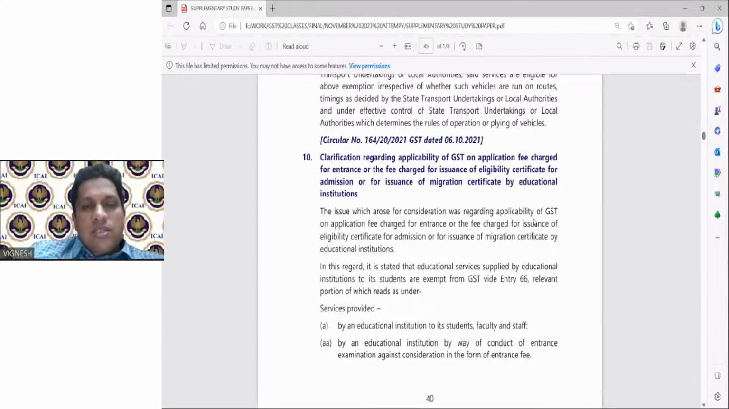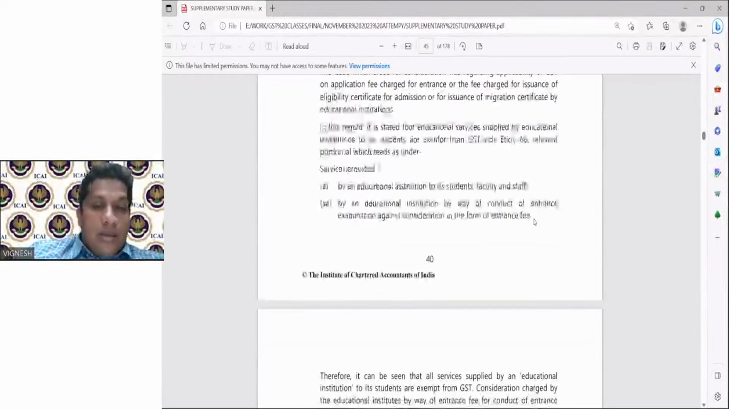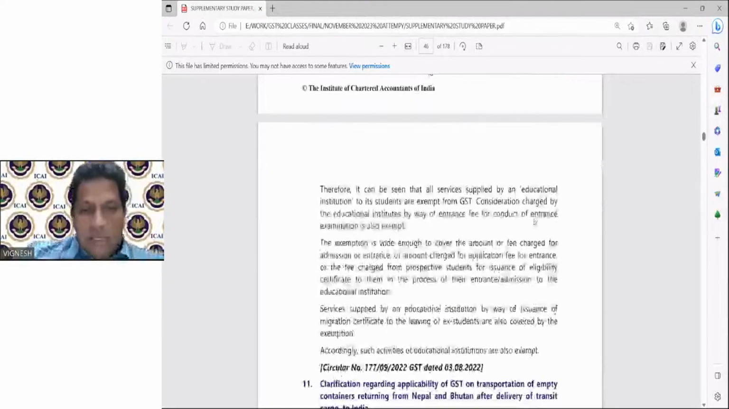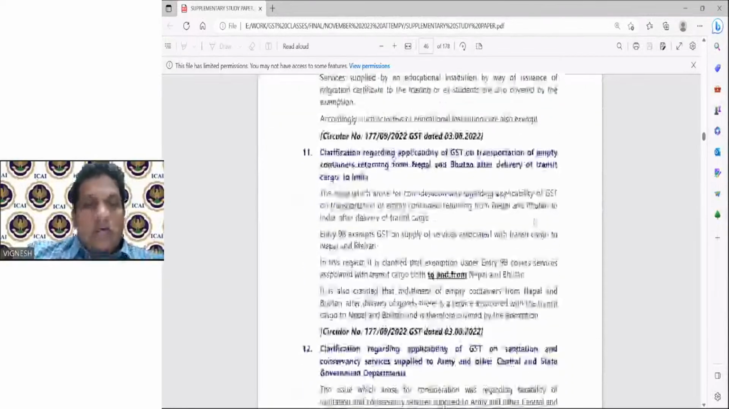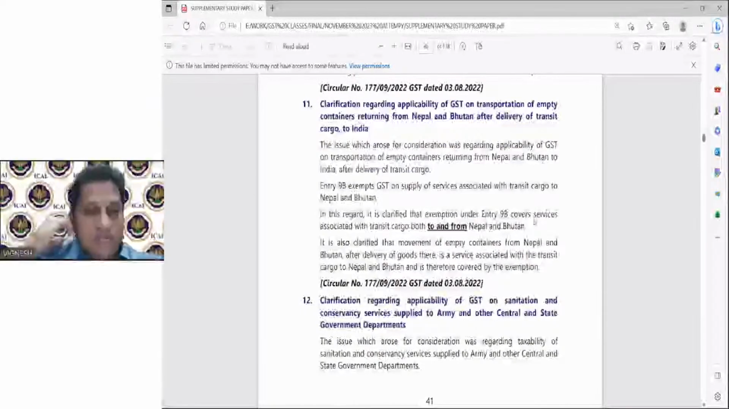Here, education services are exempt from GST. Services provided by education institutions to students, faculty, and staff by way of conduct of entrance examination. So therefore, all services provided by the education institution are exempt from GST. Consideration charged by the education institutions by way of entrance fee also is exempt. So admission or entrance fee also is exempt. Migration certificate also is exempt. All those are considered as exempt services only.